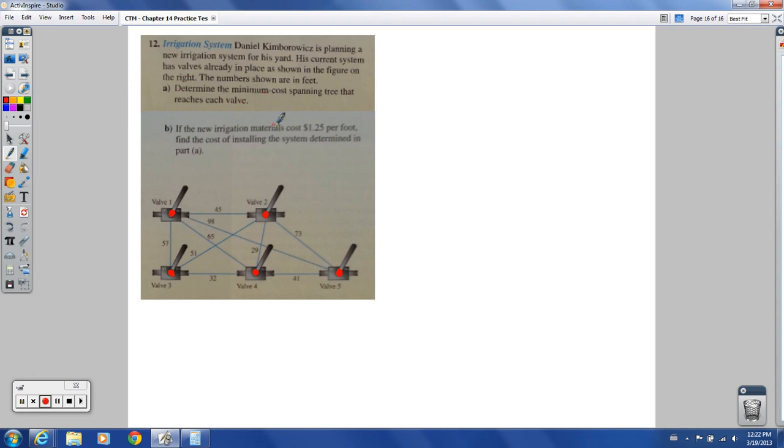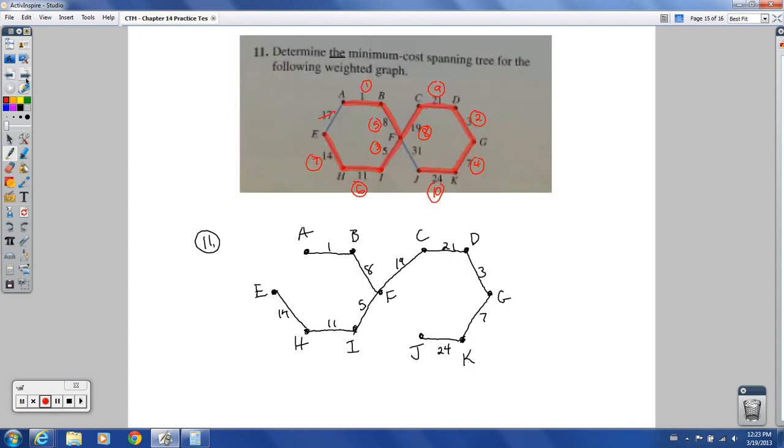Okay, number 12 part A. Determine the minimum cost spanning tree that reaches each valve. And so we're looking for the lowest cost first, and that's going to be right here. This is the lowest cost right there. That's 29. And I'm going to call this V1, valve 1, V2, valve 2, V3, valve 3, valve 4, and valve 5.